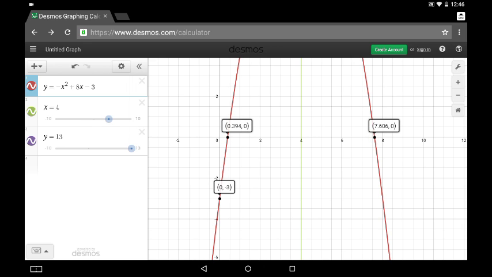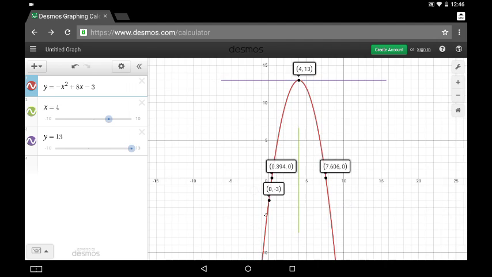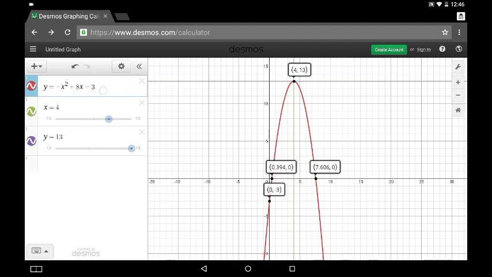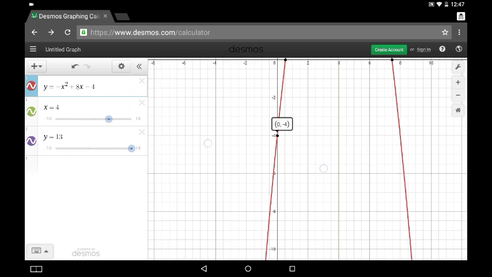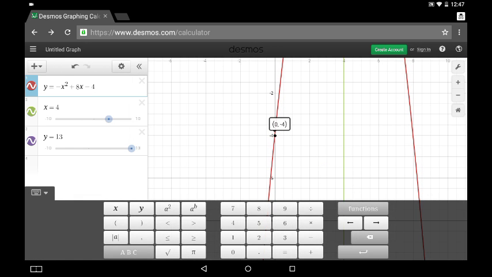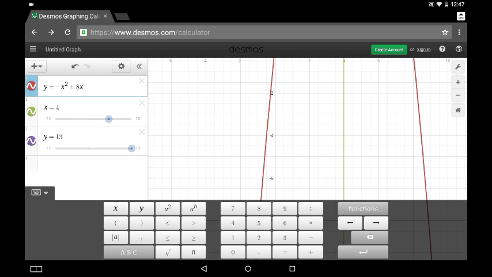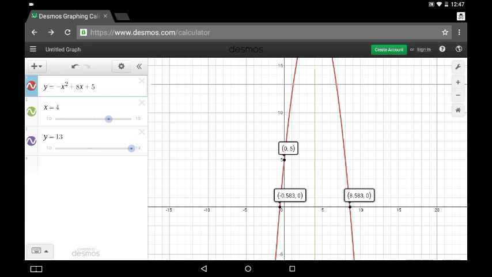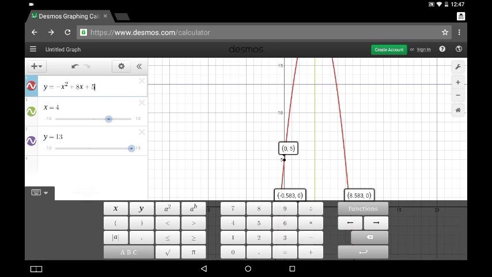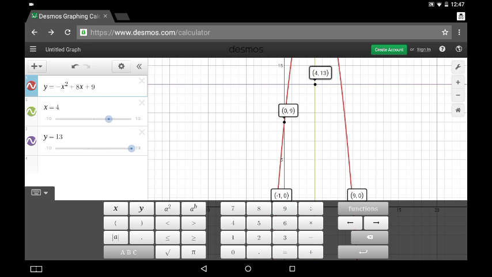Okay? So you may have noticed what happens if I change this c value. Let's change it to -4, and then look at our y-intercept, (0, -4). Let's change this to +5. Now where's our y-intercept? (0, 5). Change it to 9. Y-intercept is at (0, 9). Hopefully you're seeing a pattern there.